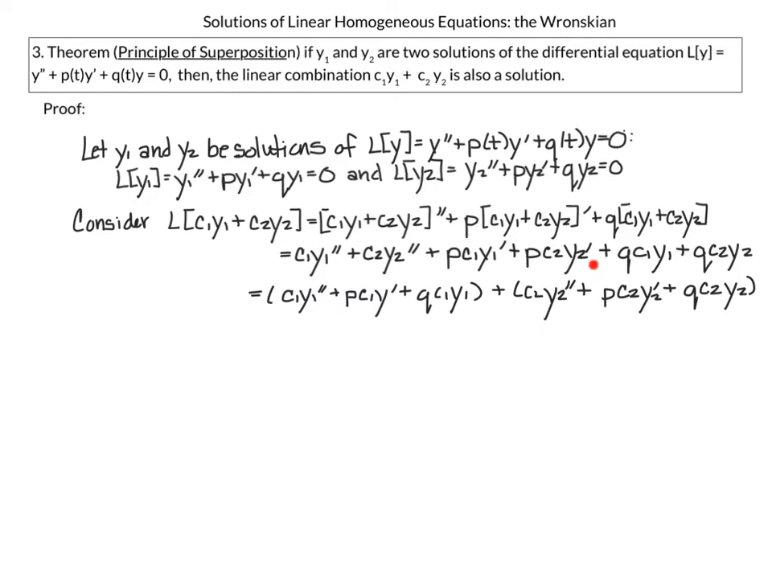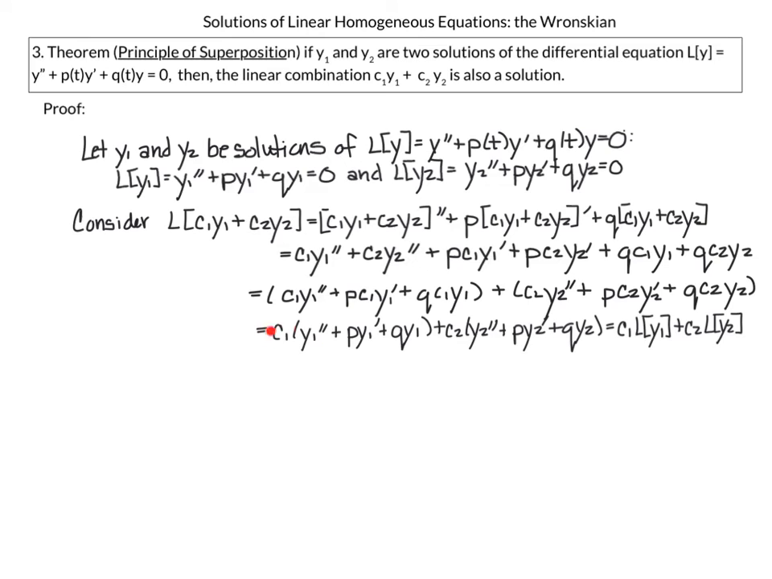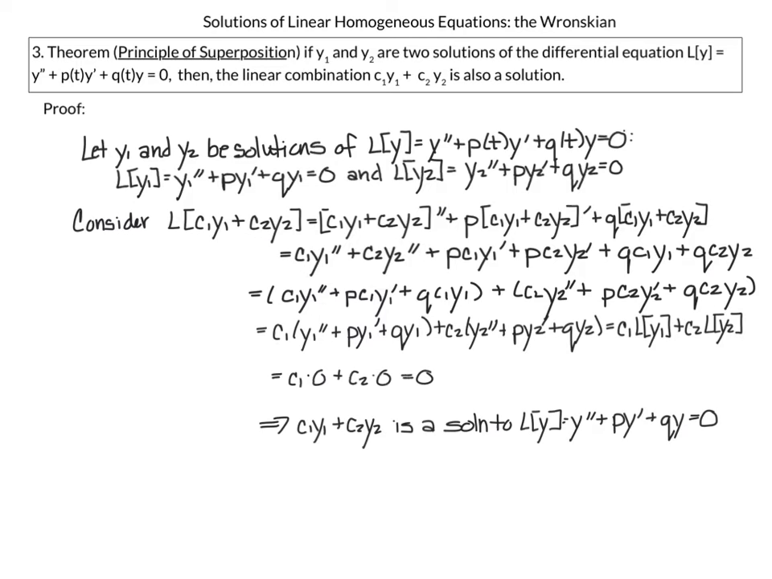Now what I can do is rearrange, or group, the terms. I put all my y1 terms over here and my y2 terms over here, and now I can pull out my constants. Pulling out c1 and c2, what I get is c1 times L of y1 plus c2 times L of y2. But L of y1 and L of y2 are both equal to 0. So I have c1 times 0 plus c2 times 0, and that's equal to 0. Therefore, c1 y1 plus c2 y2 is a solution to this linear equation produced by the linear operator.